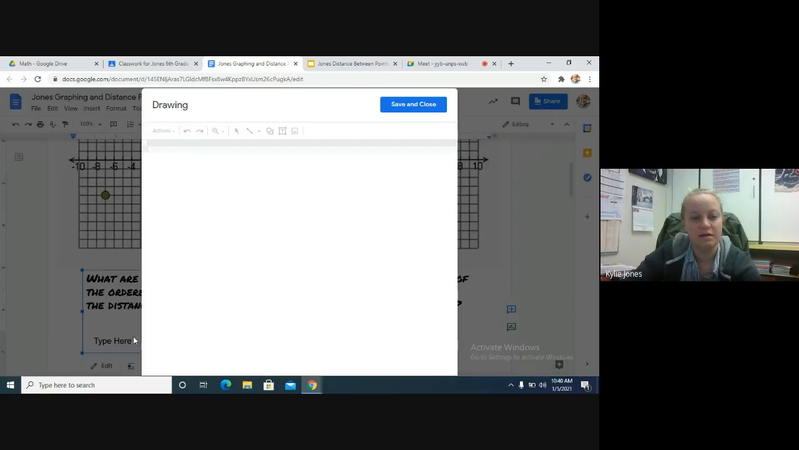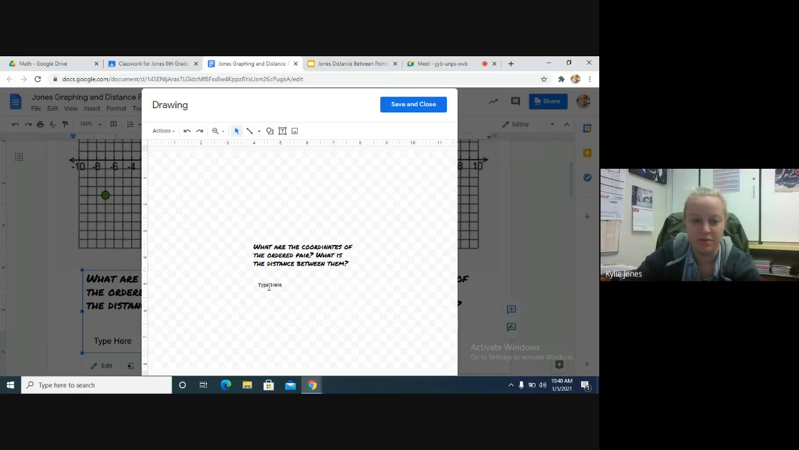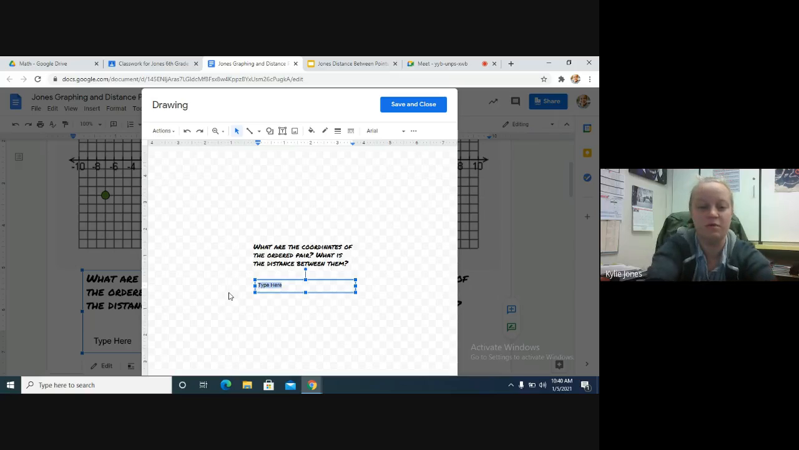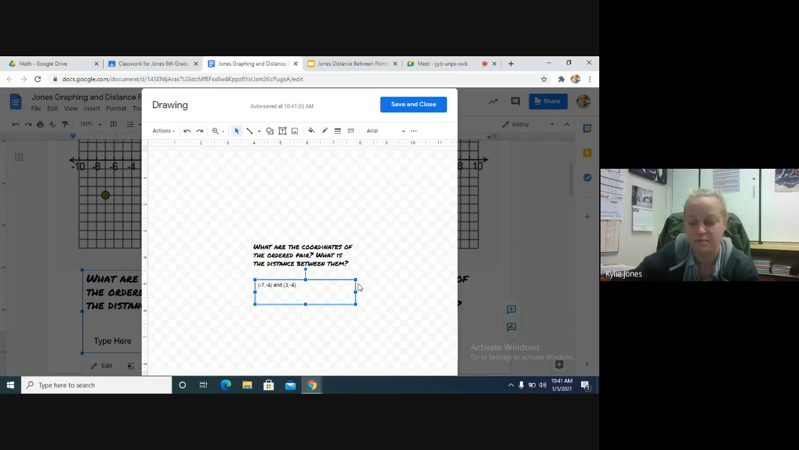So if we are in our drawing here and we need to type in our text box, you can click on the actual words and it puts it there. We need to type our ordered pair first. Our first one is -7, comma, -4. Sorry, it's a little bit small. And our second ordered pair is 3, comma, -4. Okay, so we have 2 ordered pairs there. I'll give you a second to type those out.